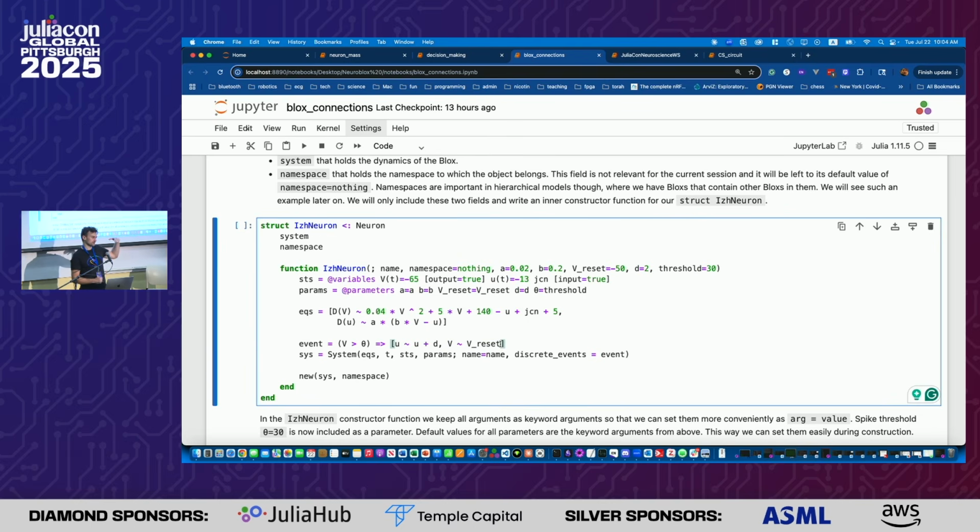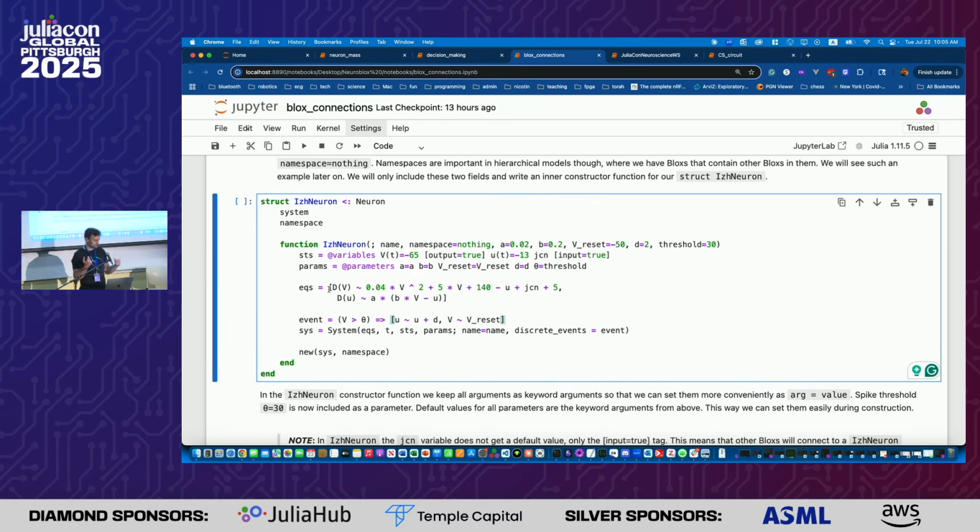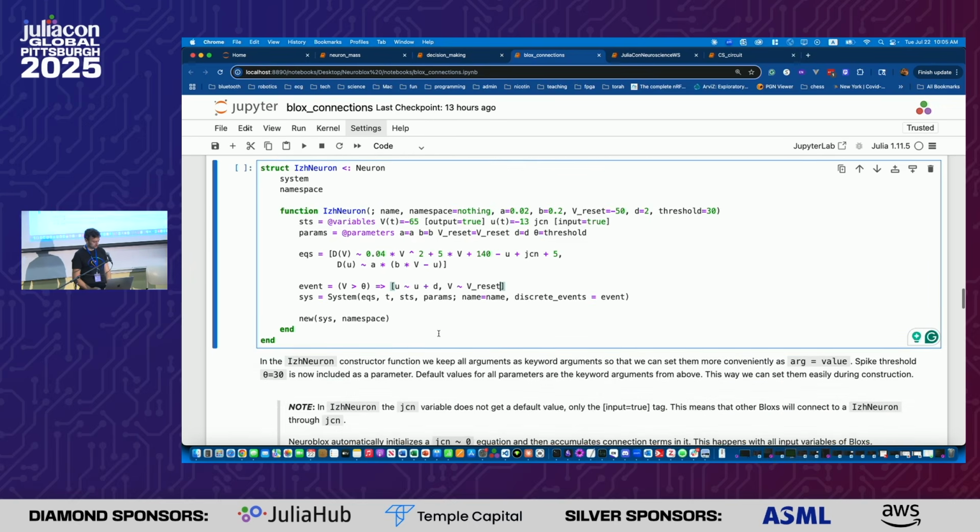That's because unlike the Hodgkin-Huxley neurons, these Izhikevich neurons can't dynamically reset their voltage after they spike. They would just continue exponentially increasing their voltage forever. So we have an event that basically says once it hits this threshold, then you just reset it back down. So it's kind of a non-dynamic way of writing a spiking neuron that can reset itself.